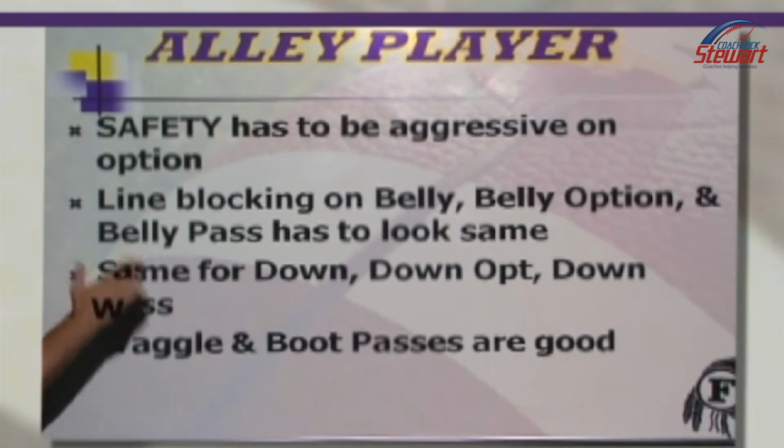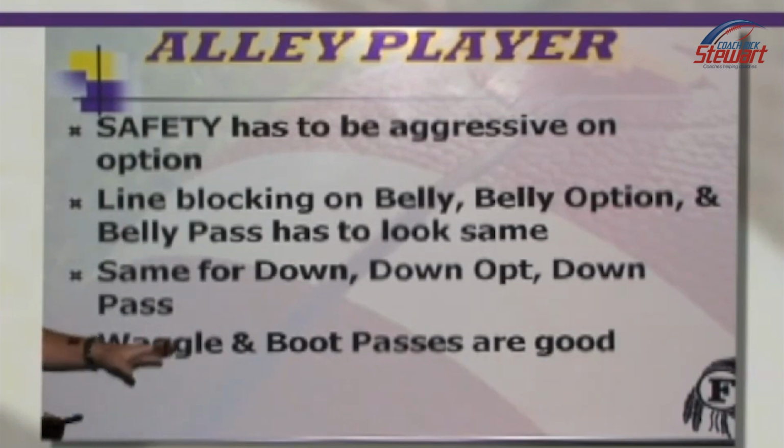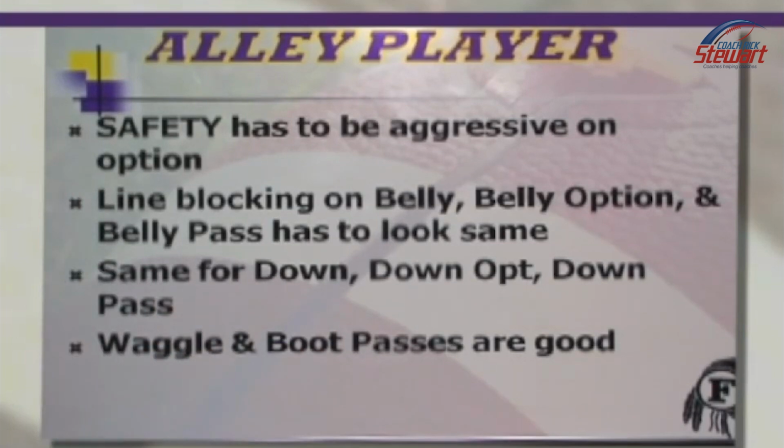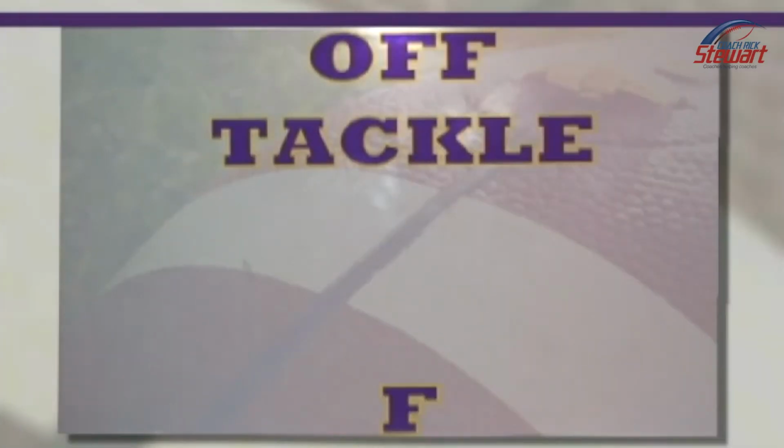We have a play I'm going to show here later called cruise pass, where our tight end comes off on waggle and boot, and he reads the safety. And if the safety comes in hard, we just fly right by him. For us, just real quick, the difference between waggle and boot is, waggle we're pulling both guards, and boot is a solid protection scheme.